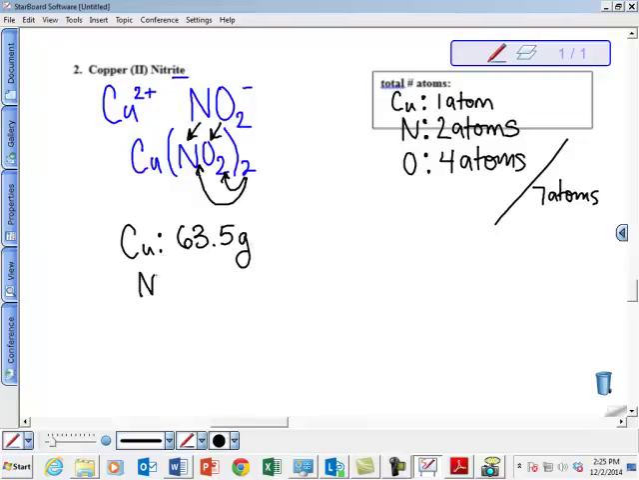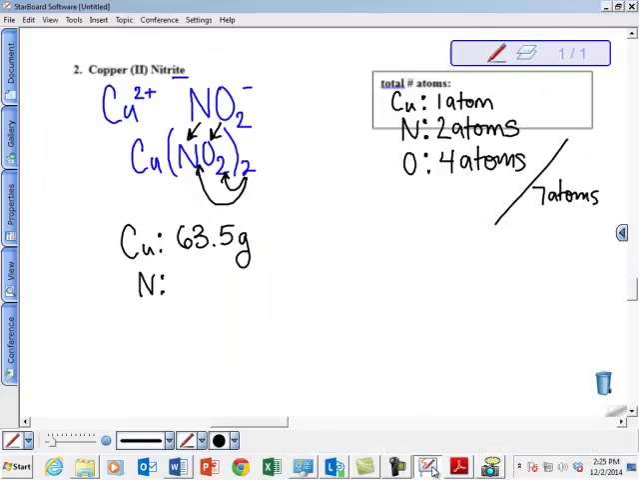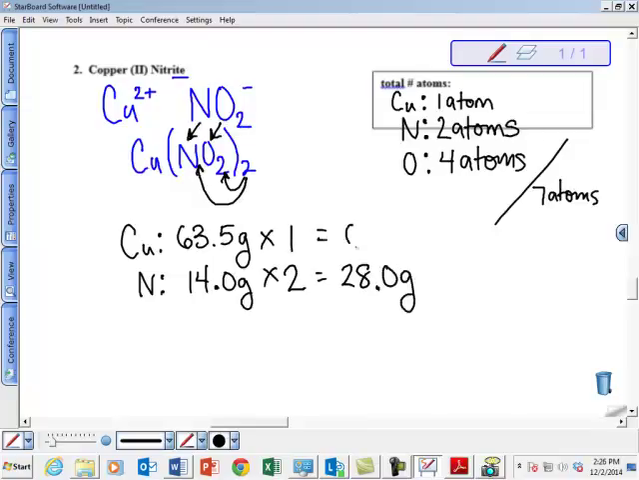Okay, nitrogen. I'm going to look him up. 14.00. So that's easy. 14.0. But how many nitrogens do you have on here? Yeah, so you need to make sure you multiply that by 2. And that would give you 28.0. And there's only one of these, so that would be 63.5. I'm showing you proper work here.